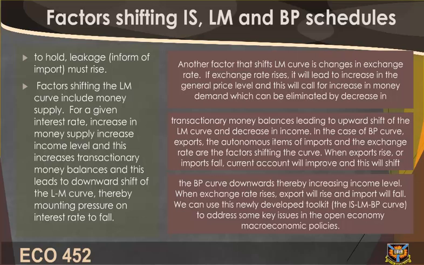In the case of the BP curve, export, the autonomous items of import, and the exchange rate are the factors shifting the curve. When exports rise or imports fall, the current account will improve, and this will shift the BP curve downwards, thereby increasing the income level. When the exchange rate rises, export will rise and import will fall.